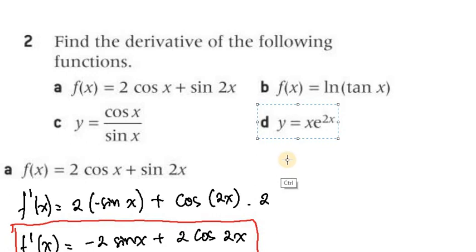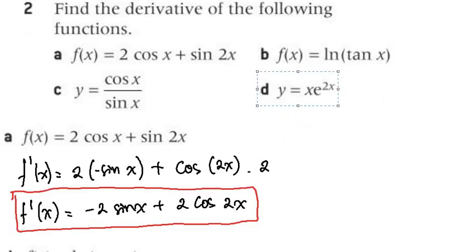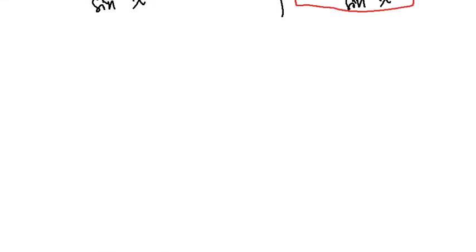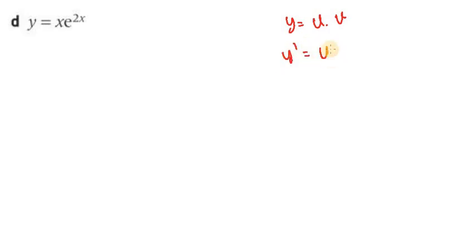The last one, for D, we have y equals x times e to the power of 2x. Let me copy that, bring it down here, paste. This is multiplication, because x times e to the power of 2x is multiplication, so we will use the product rule. If we have y equals u times v, the y accent will be u accent times v plus u times v accent. So that's the rule.